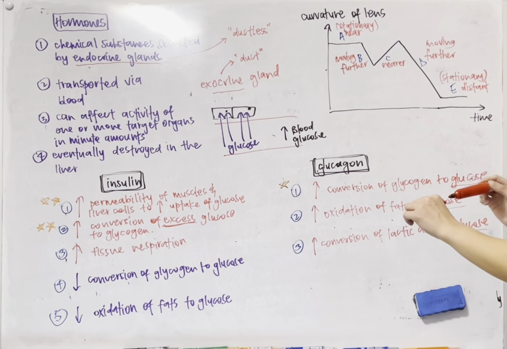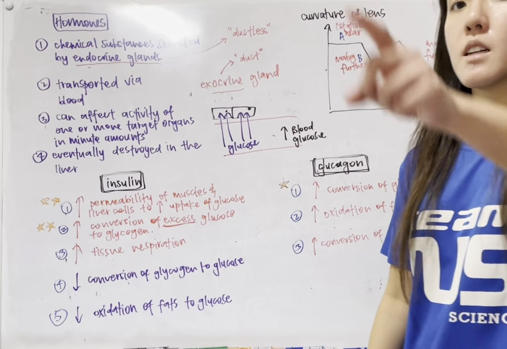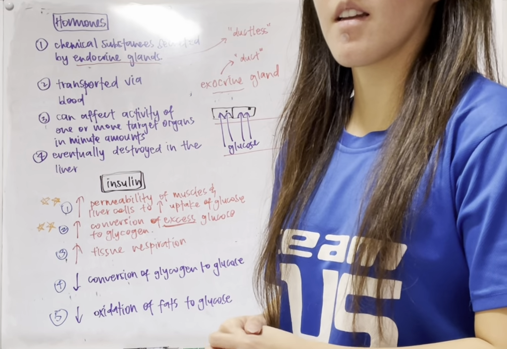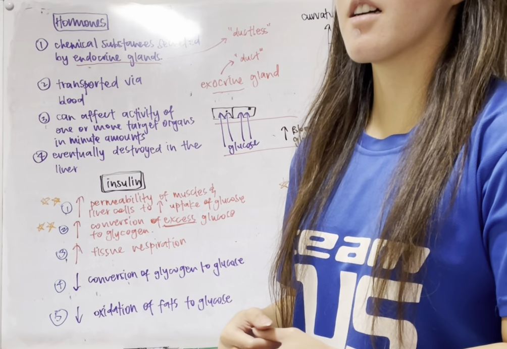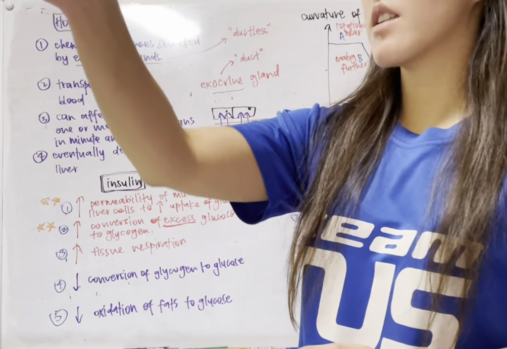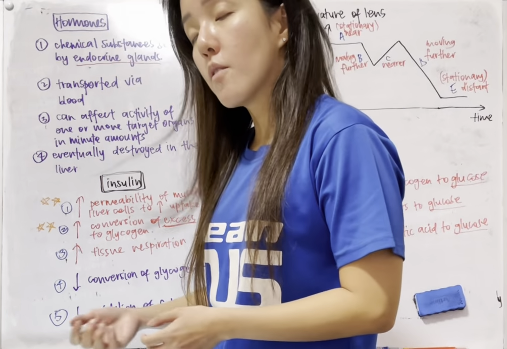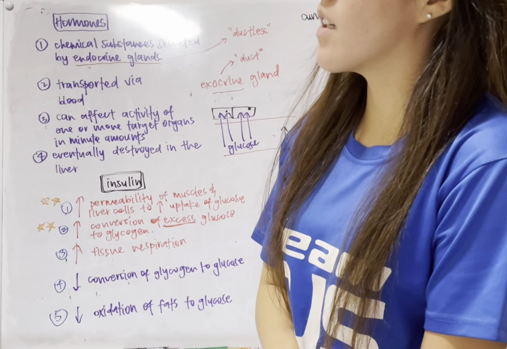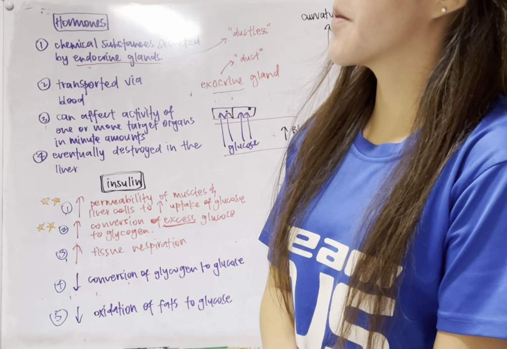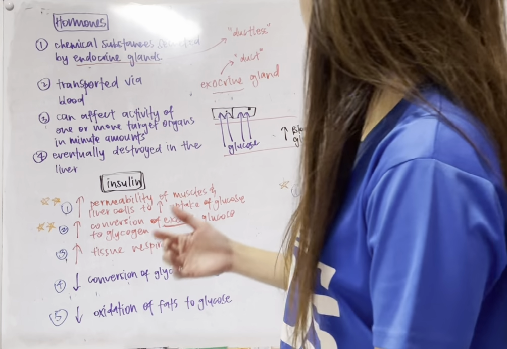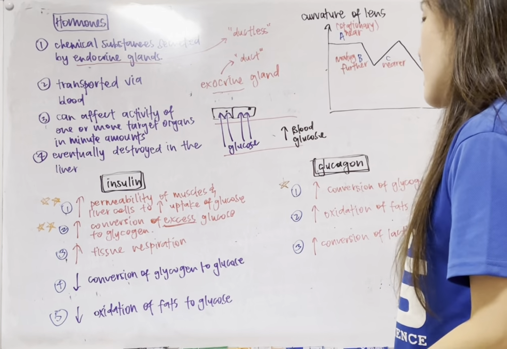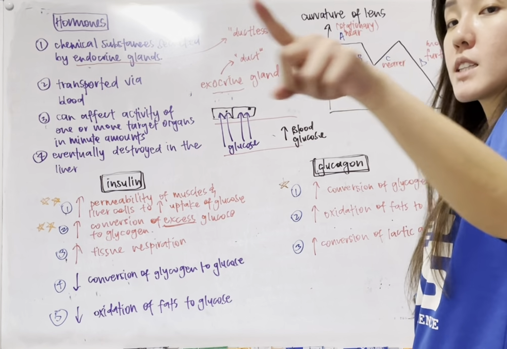Okay, ready? Let's get to it now. First function of glucagon: increased conversion of glycogen to glucose. Next one, increased oxidation of fats to glucose. Last one, increased conversion of lactic acid to glucose. Hey, you also reading on the board, you also can read wrongly. Okay.